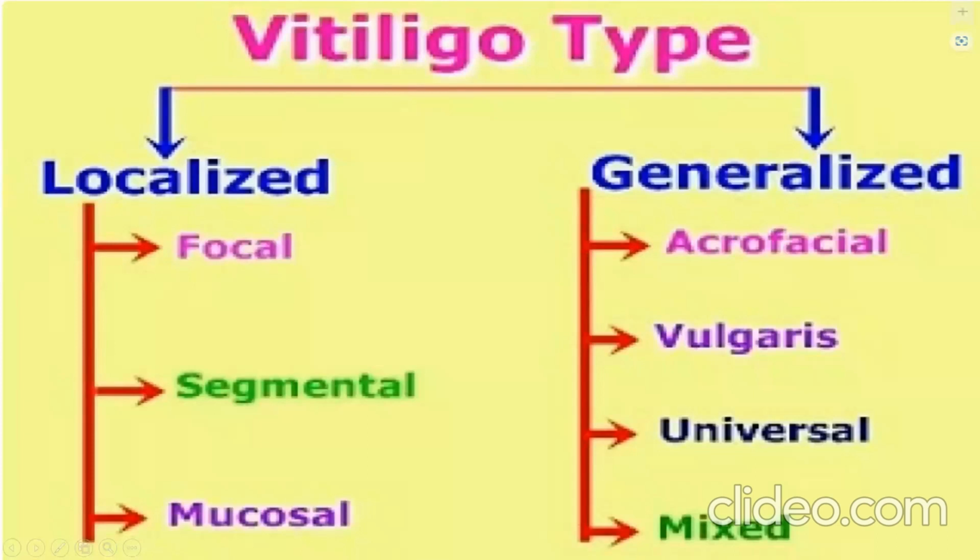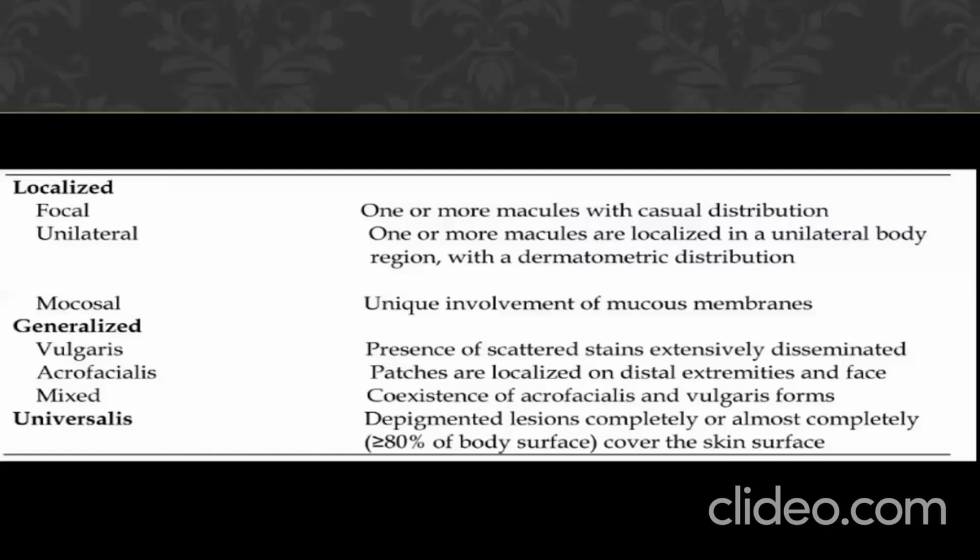These are the types, mainly two: localized and generalized. In localized, there are focal vitiligo, segmental vitiligo, and mucosal vitiligo. In generalized type, there are acrofacial, vulgaris, universal, and mixed type. In focal, there are one or more macules with casual distribution. It may be unilateral, meaning only one side of the body is affected. Mucosal means unique involvement of mucous membranes.